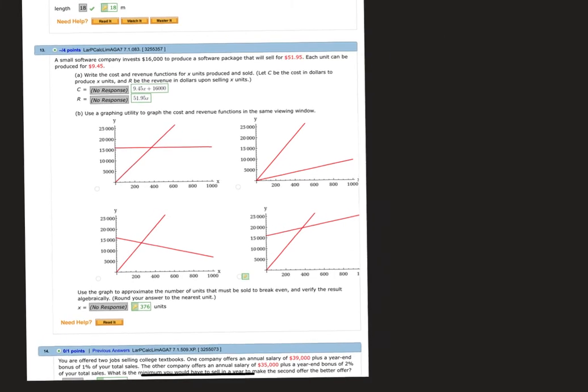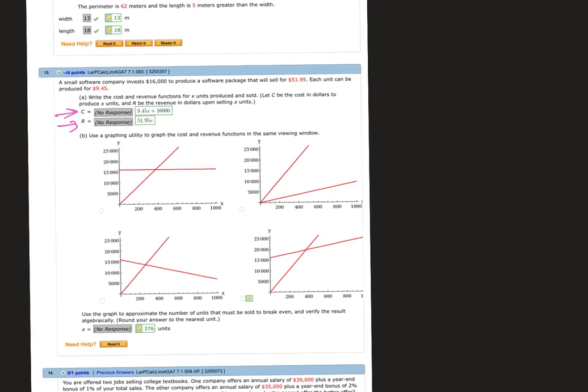So when you're setting it up, this time I didn't give you the cost function and the revenue function. You had to come up with it. Everything that costs is your cost-related information. So if you're investing $16,000, it's an initial cost. That's part of your cost function. And if it sells for, that's your revenue. So the revenue is $51.95 per unit, so it's 51.95x. The cost is your initial upfront fee, $16,000, plus how much it costs to produce each one, which is $9.45 per unit. So that gets the x.